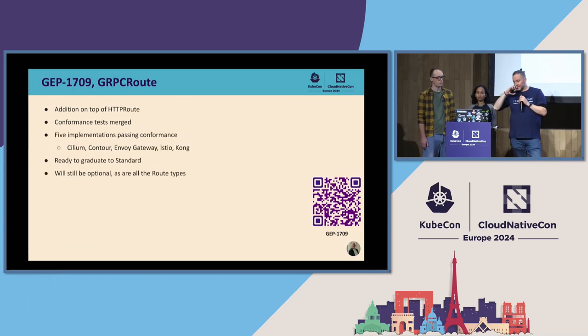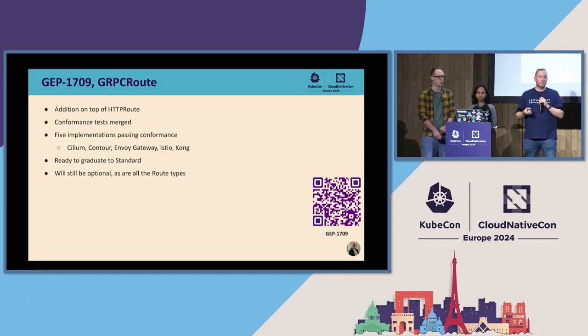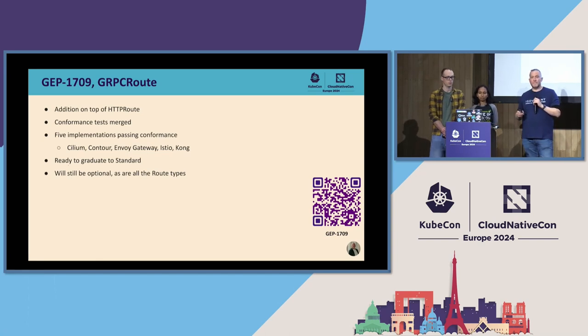Okay, let's hit some specifics. gRPC route, as I said, we're going to move this to standard as part of 1.1. This is an addition on top of HTTP route that lets you route gRPC by method and a few other gRPC-specific things. Very handy if you're doing a lot of gRPC. Conformance tests have emerged. We've got 5 implementations passing those tests, so it's ready to graduate to standard. The only thing we've got left to do is to actually make the change to move the API from v1alpha2 to v1. It'll still be optional, so implementations don't have to support it, but if they do, there's required behavior.